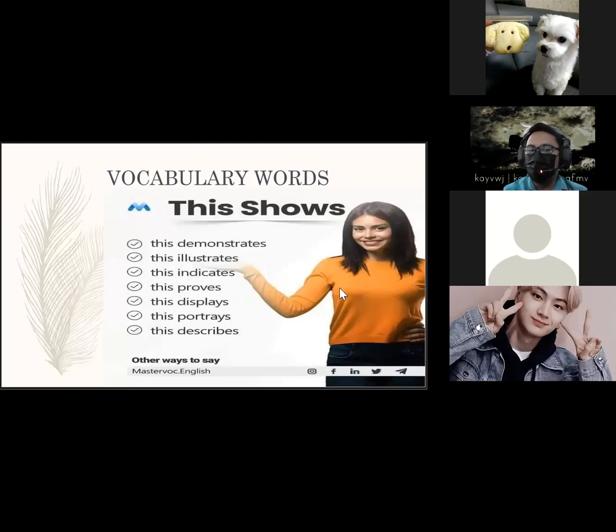Next, vocabulary words. So instead of saying this shows, meron pa tayong ibang way to say the word this shows. Let's say, for example, this demonstrates, this illustrates, this indicates, this proves, this displays, this portrays, and this describes, so on and so forth. Too many to mention. So again, instead of saying this shows, we can use other ways to say that word, which is more academic, or more formal. Ayan yung mga words na yun.